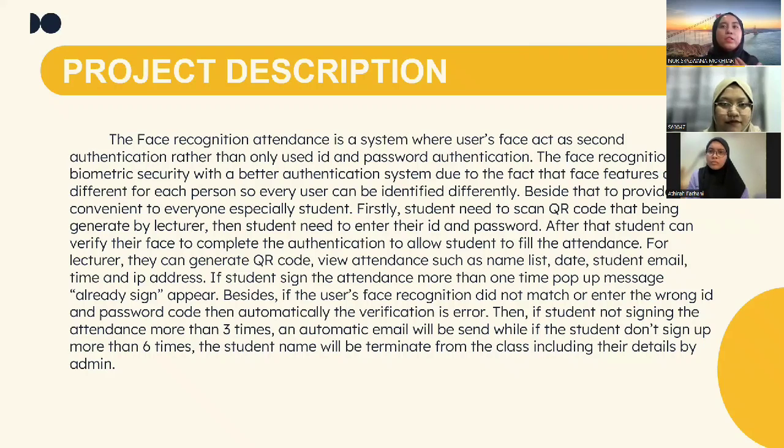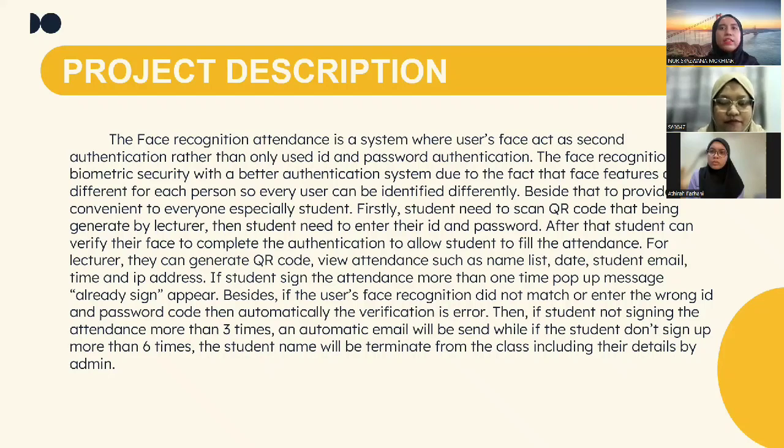Firstly, students need to scan the QR code that has been generated by the lecturer. Then students need to enter their ID and password. After that, students can verify their face to complete the authentication, which allows them to fill in the attendance. For the lecturer, they can generate a QR code and view attendance such as name list, date, student email, time, and IP address. If students sign the attendance more than one time, a pop-up message "already signed" will appear.